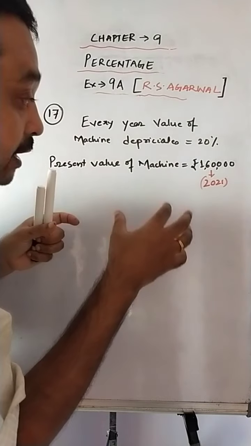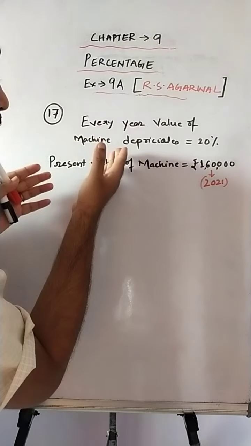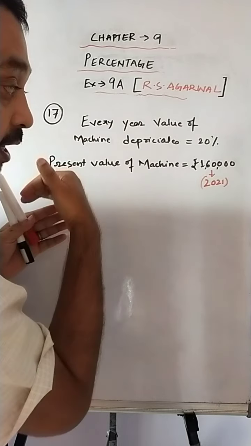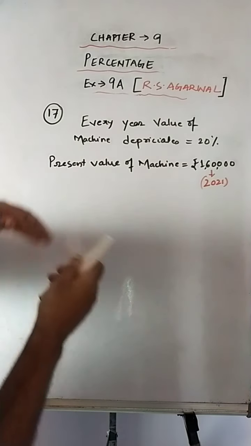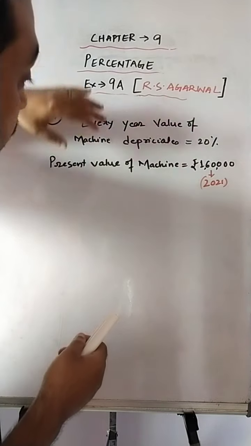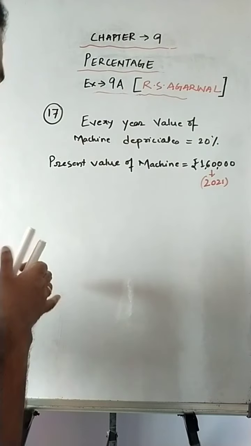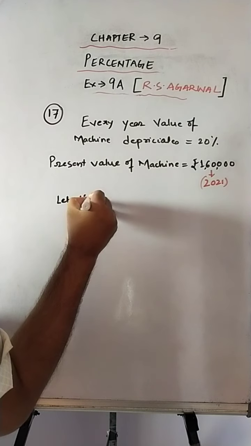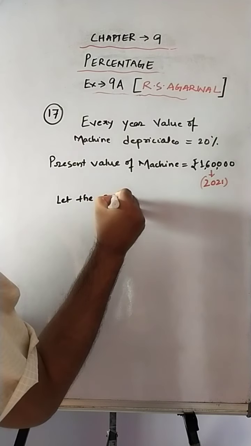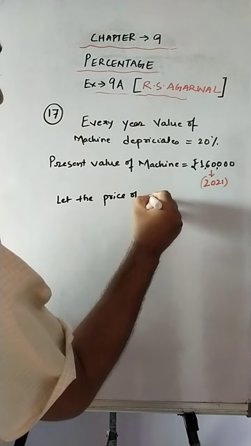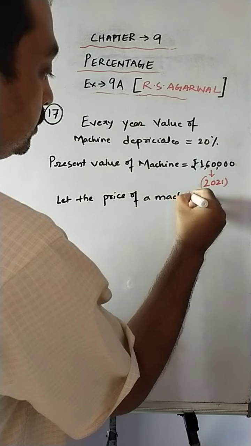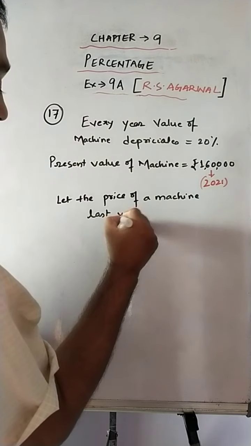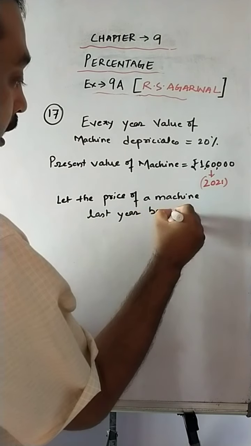Now we have to find out the price of the machine last year, that is 2020. We are not aware of that price, so we have to assume it. So let the price of the machine last year, which is what we have to find out, be X.